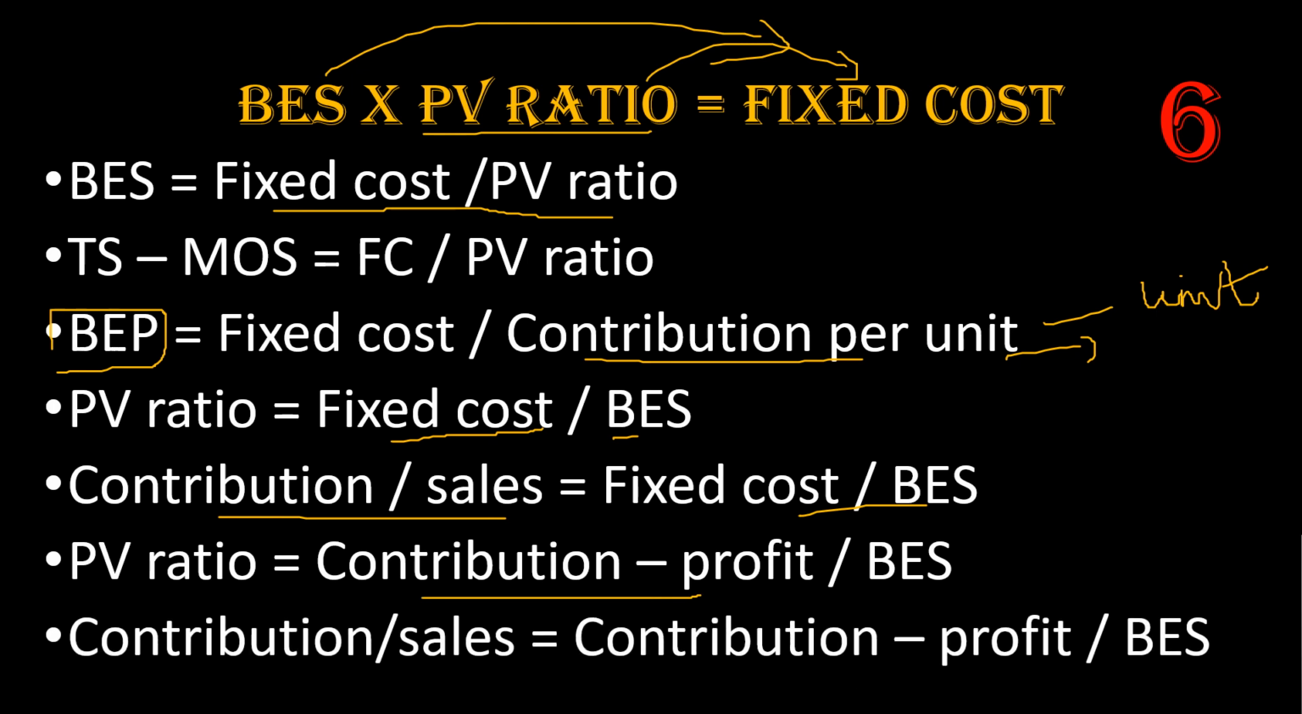And the last formula, PV ratio, which means contribution divided by sales, is equal to fixed cost, which means the contribution minus profit, divided by break-even sales. This is not a complete list of formulas, and you can derive as many formulas as you like from these formulas also. So for example, if I split this break-even sales as total sales minus margin of safety, then the new formula will be contribution divided by sales is equal to contribution minus profit divided by total sales minus margin of safety. This will be the seventh formula.